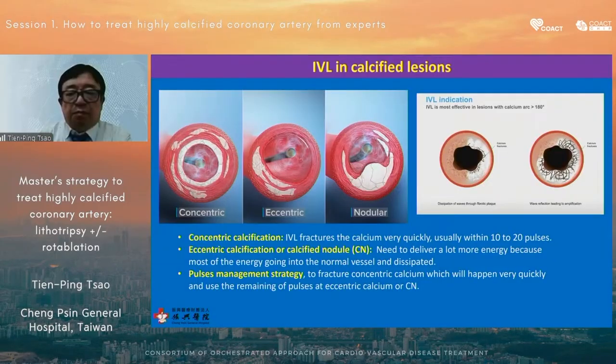So IVL is most effective in lesions with calcium arc larger than 180 degrees. It is also effective across the whole spectrum of calcium, like concentric, eccentric, or nodular calcification. For concentric calcification, IVL fractures the calcium very quickly, usually within 10 to 20 pulses. For eccentric calcification or calcified nodule, we need to deliver a lot more energy because most of the energy goes to the normal vessel and dissipates. So we need a pulse management strategy to fracture concentric calcium, which will happen very quickly, and use the remaining pulses for the eccentric calcium or calcified nodule.